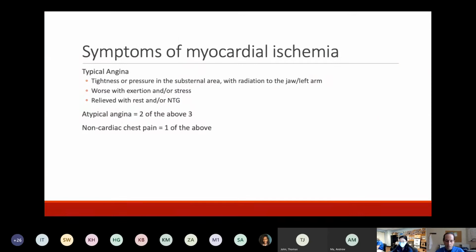So symptoms of MI. I know all of you know this, but real briefly, we talk about typical angina versus atypical angina that we call non-cardiac chest pain. This is a very old school definition. I don't know if I put too much sway into it, but typical angina should be chest tightness or pressure in the substernal area of the chest that radiates to the jaw or the left arm. Again, typically it's not sharp, so people who describe sharp pain, it's a little bit on the atypical side. The classic story is somebody feels like somebody's pressing on their chest, or they just feel like there's a pressure.